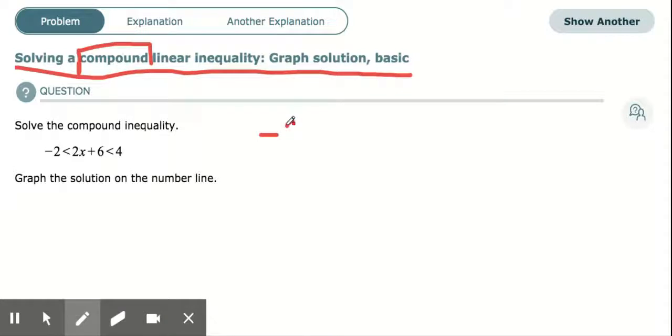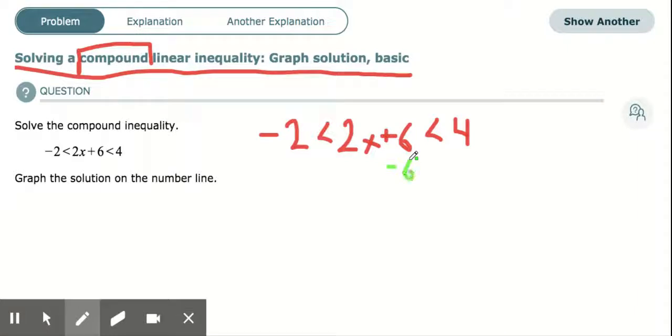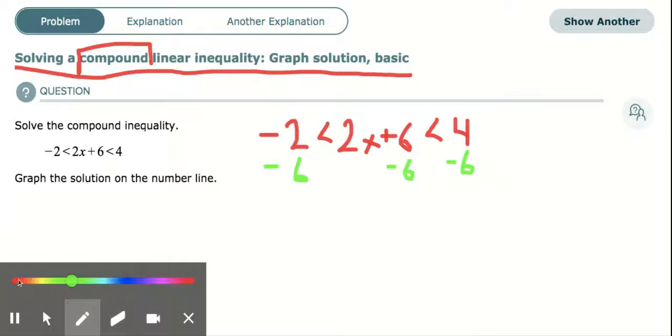So let's rewrite it here. -2 is less than 2x plus 6 is less than 4. And this is really just a two-step equation, right? So if you want to isolate for the x, what is the first thing you need to do? Well, you need to do the inverse of this positive 6, which is a -6, since x is being doubled and then added to by 6. So -2 take away 6 would give us -8.